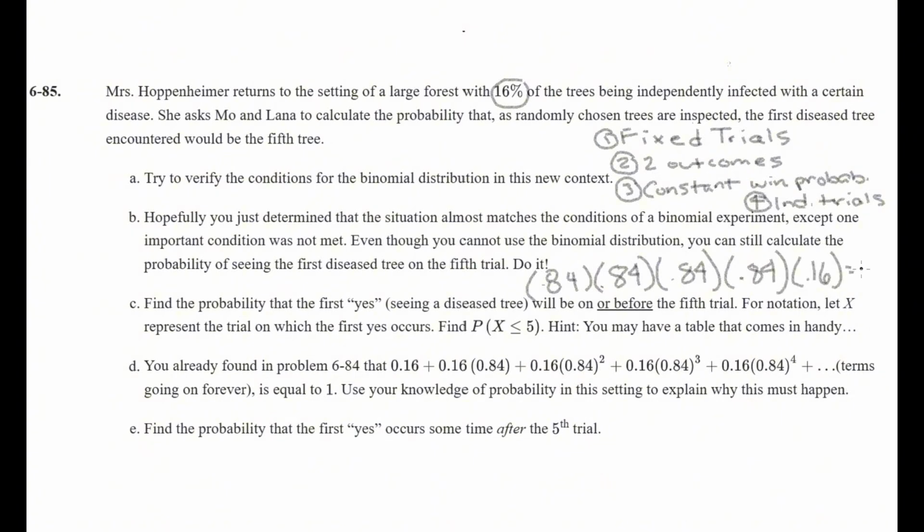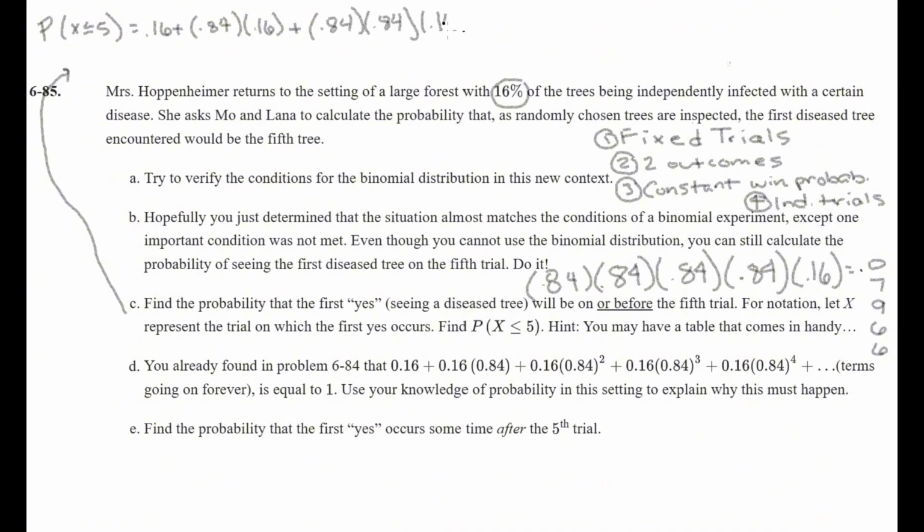So the first 4 times that we looked at a tree, it would be not infected. So it'd be 0.84 times 0.84 times 0.84 times 0.84 times the tree being infected, which would be 0.16. So the probability of our 5th tree being the one infected would be 0.07966.